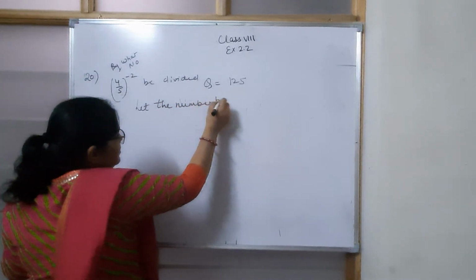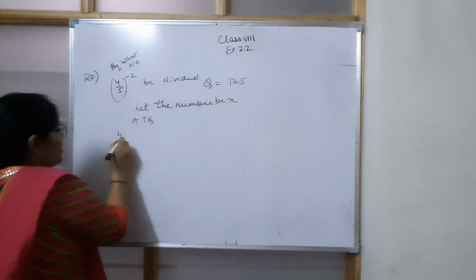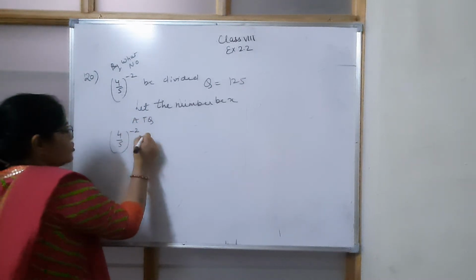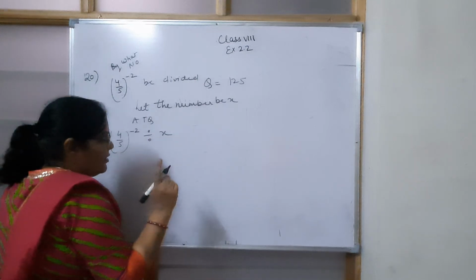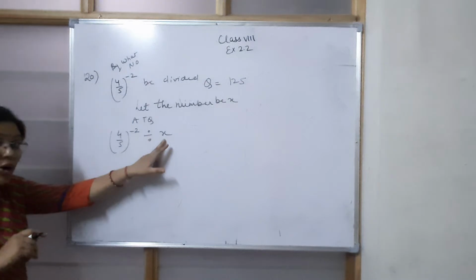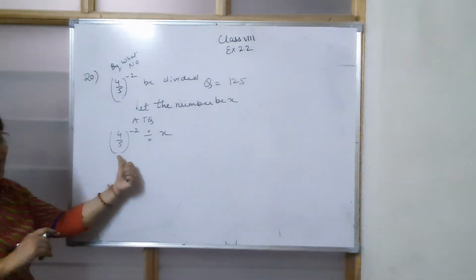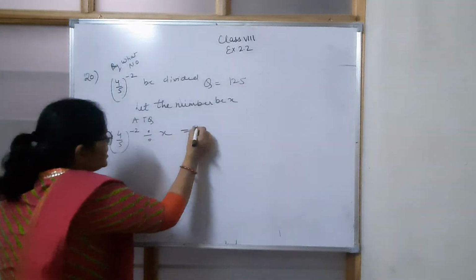x. According to the question, 4 upon 5 raised to the power minus 2 should be divided by x. Remember, they are asking you to divide this number by x. They are not asking you to divide x by this number. Please take care of this, okay? So that the quotient is 125.